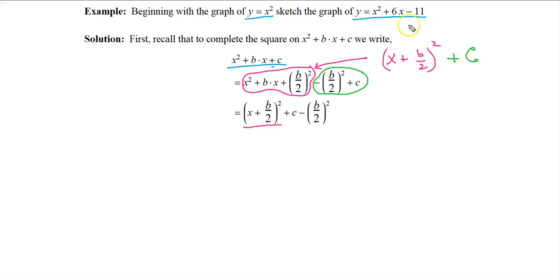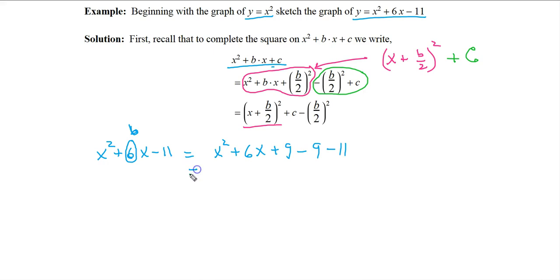Now let's do that to this function that we have up here. So if we start with x squared plus 6x, notice that our b term here is 6, so right there is b. So we will write this as x squared plus 6x plus, now 6 divided by 2 squared, 6 over 2 is 3, so that's 3 squared, which is 9. Minus 9 minus 11.